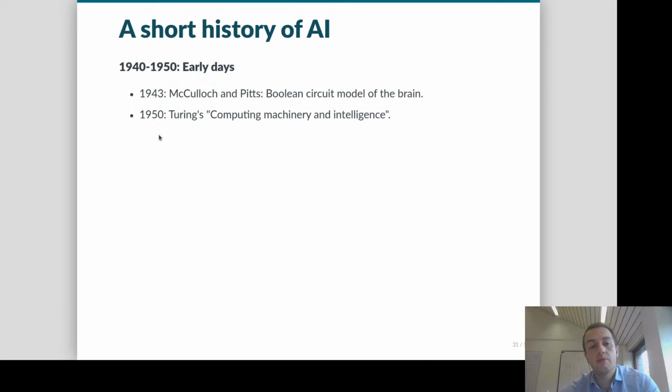But when it really comes to AI, the earliest mentions or things that are most closely related to AI date from the 40s and the 50s. And I would just mention two important contributions. The first one is in 43, the first Boolean circuit implementation of a biological neuron. Then in the 50s, of course, there is this famous paper by Alan Turing, Computing Machinery and Intelligence, in which, among other things, he proposed the Turing test.